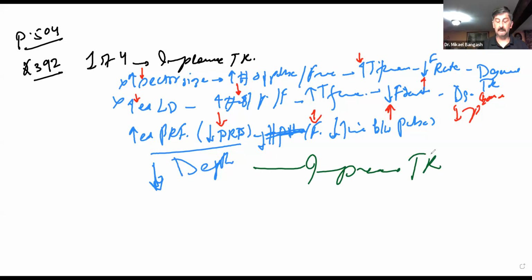Increased frequency has nothing to do with your temporal resolution. So you can say it's irrelevant here. Did that make sense?